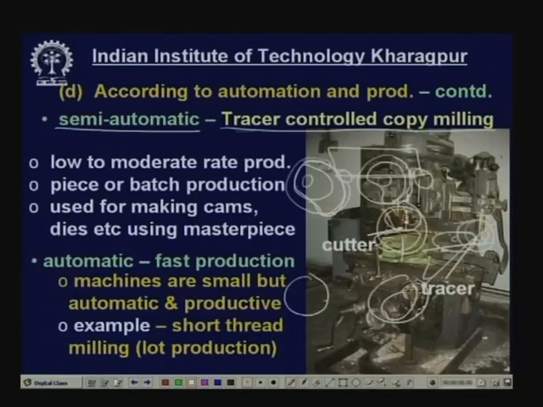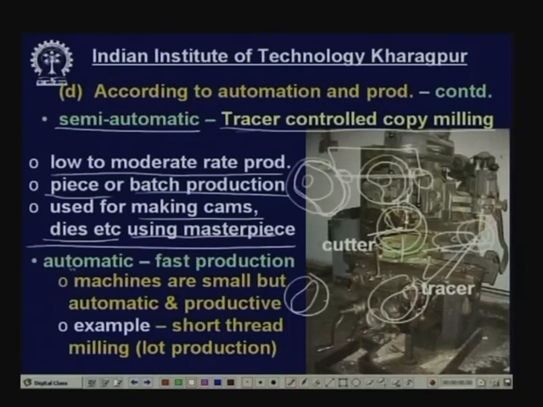If this be like this, this will be also produced like this. Now, this is low to moderate rate production, medium rate production. Piece of batch production is possible. It is used for making cams, mainly dies using masterpiece, etc.